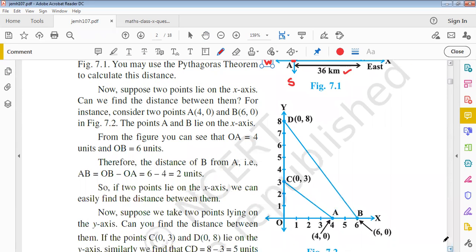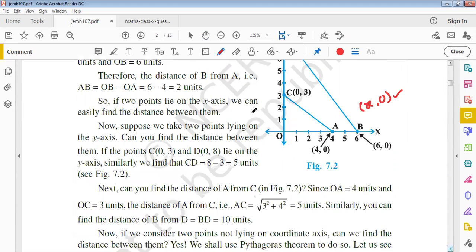And we learned last year in 9th standard that the points lying on the x-axis are in the form of x comma 0, and the points lying on the y-axis are in the form of 0 comma y. The points lying on the x-axis will be x comma 0, and the points lying on the y-axis will be 0 comma y. So we know that. And the point where they intersect, the location we take as 0 comma 0.